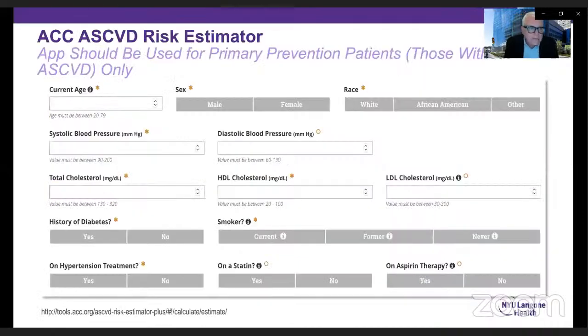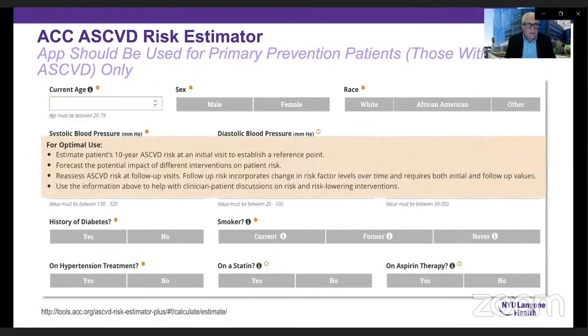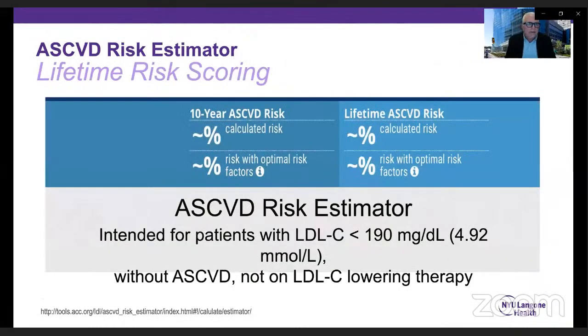And the ASCVD risk calculator is available on phones. You can download it. This is the desktop version. You estimate the patient's 10-year risk. You forecast the potential impact of different interventions, assess ASCVD risk at follow-up visits, and use the information to help with clinician-patient discussions on risk-lowering interventions.